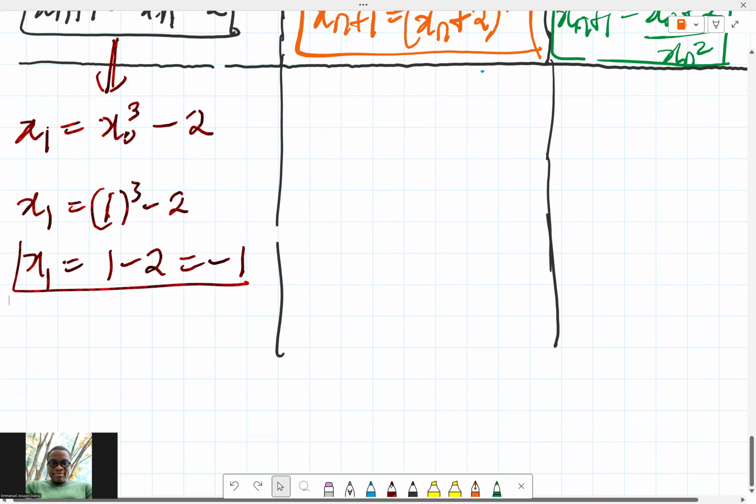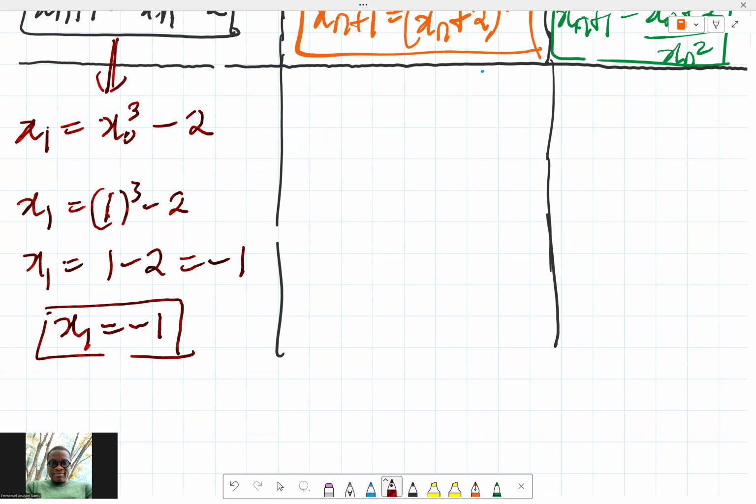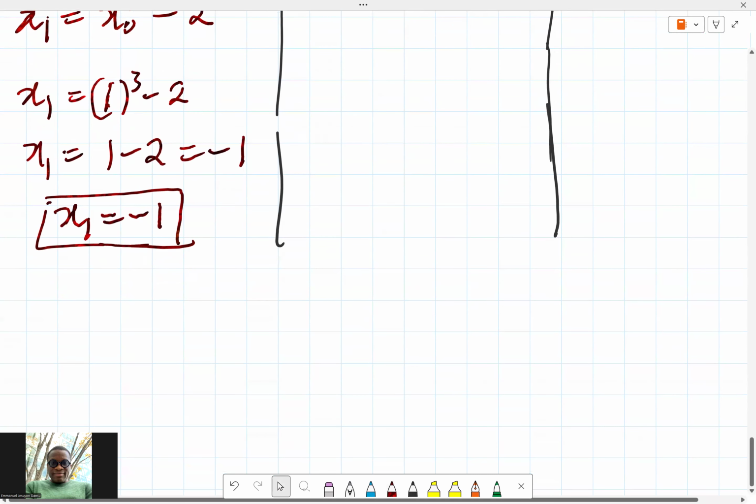Or let me make it neater. So x1 is equal to minus 1. That is our first result after the first iteration. Now, let's check.